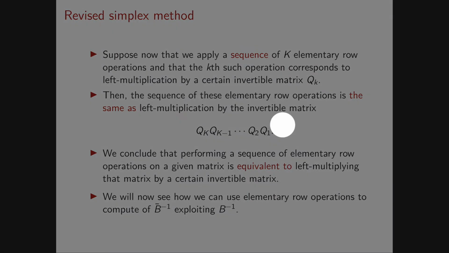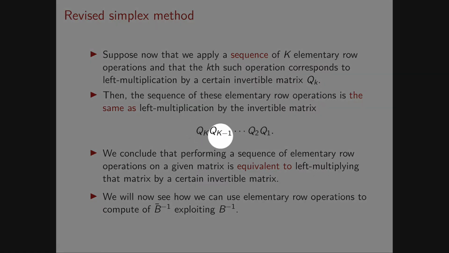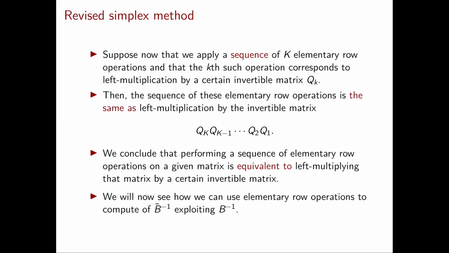And this is simply because you start from your matrix, you first multiply on the left by Q1, then by Q2, and so on and so forth. You keep multiplying on the left by the next matrix Qk. Since all these matrices are invertible, then so is their product. So also performing a sequence of elementary row operations is equivalent to left multiplying by a certain invertible matrix.